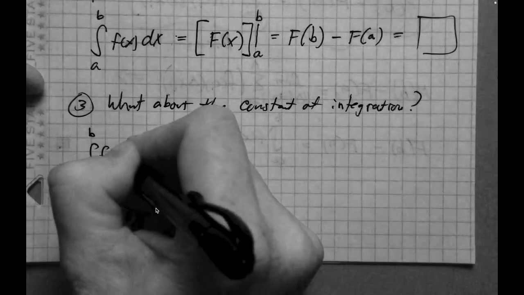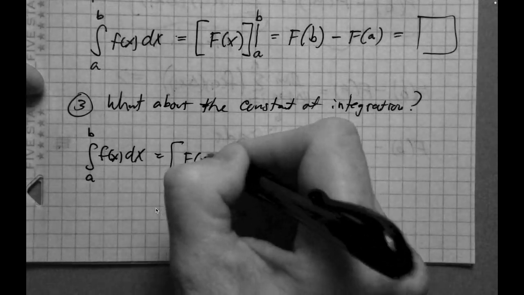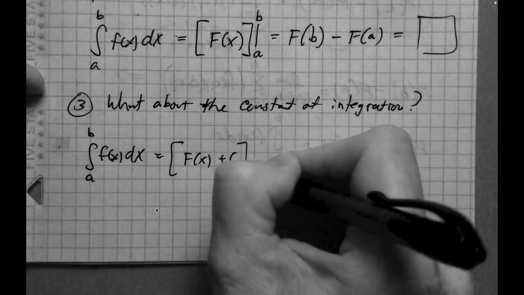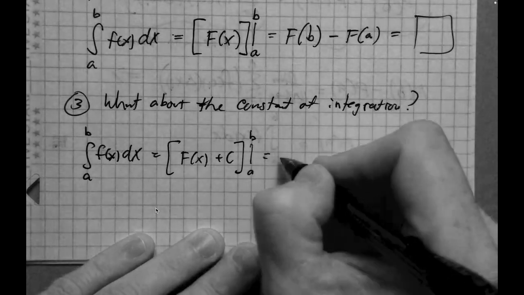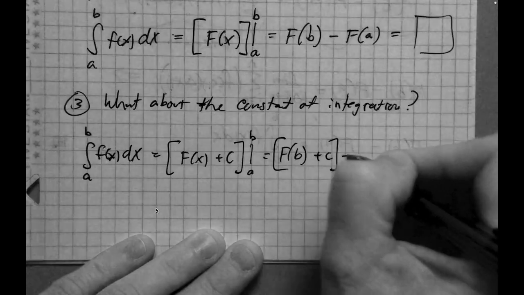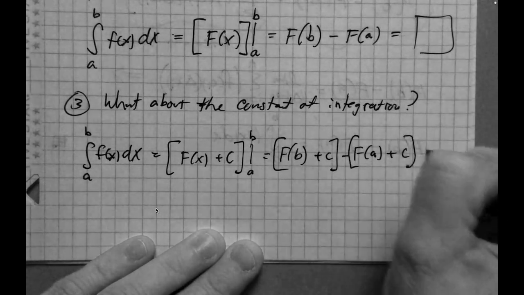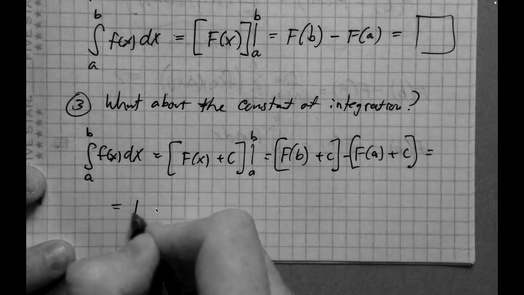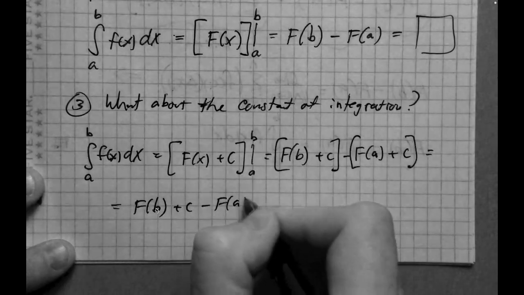The integral from a to b of f of x dx, again, same notation as above. This time, let's put the constant in there. Right, it looks like that. And then what am I going to do? I'm going to say F of b plus c minus F of a plus c. And so what do I get? I get F of b plus c minus F of a minus c.